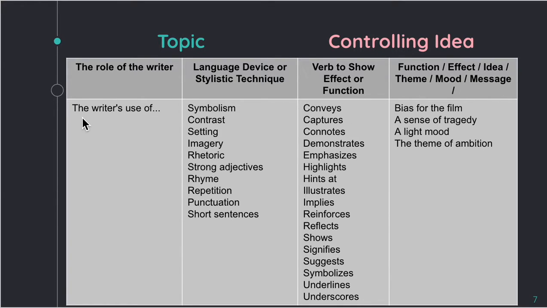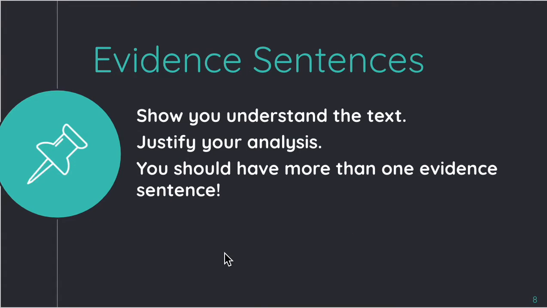So here's an example. The writer's use of symbolism, let's go down, emphasizes the theme of ambition. And so that could be a topic sentence for a number of literary works. So that's how you can use this table to help nudge you in the right direction for writing strong topic sentences. Let's move on to the next sentence type, which is evidence sentences.